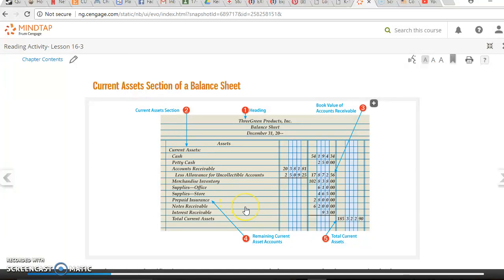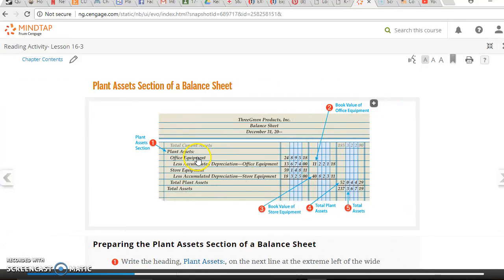You have the current assets section of your balance sheet. We haven't talked much about current assets yet, but current assets are your assets that are going to be used within a year or less. If they have a contra account that reduces or adjusts them, those are calculated to give your book value of your accounts receivable in this case, after the allowance for uncollectible accounts is taken out.